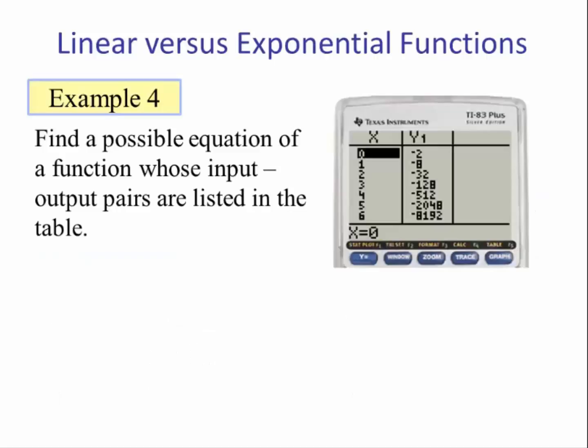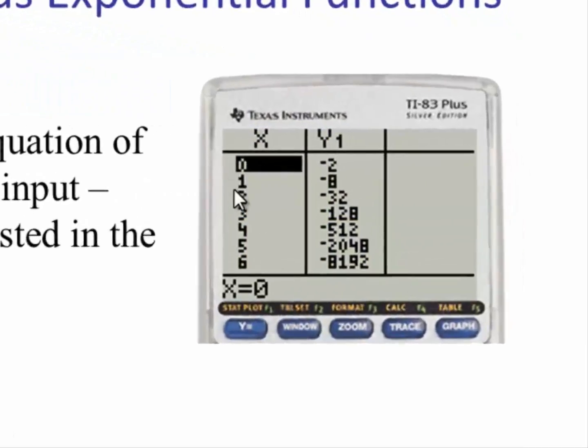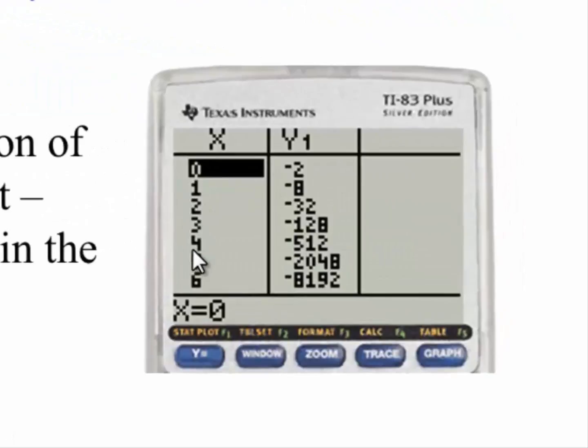Example 4. Find a possible equation of the function whose input-output pairs are listed in this table. So as x increases by 1, the negative numbers in f of x are increasing. So this may be an exponential function. To check it, we say, what number do I multiply by -2 to get -8? Well, that would be 4.